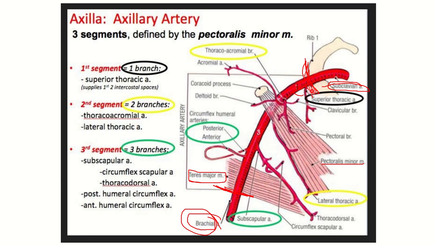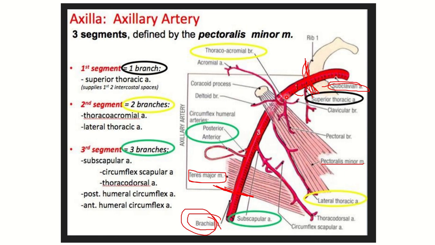In the first part, we can see a branch, that is the superior thoracic artery. So the superior thoracic artery is the branch from the first segment or first part of the axillary artery. As it is named superior thoracic, it supplies the upper part of the thorax. That means it supplies the first two intercostal spaces, the first intercostal space and the second intercostal space.